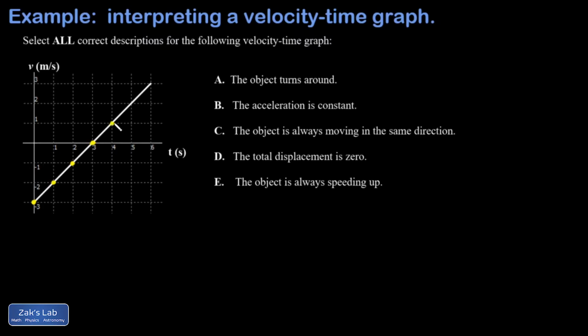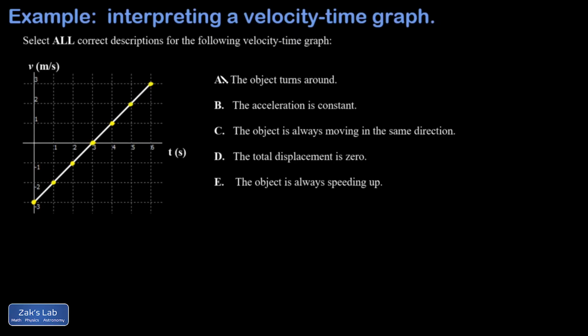Now it begins moving in the rightward direction, slow at first, 1 meter per second, 2 meters per second, 3 meters per second. So to summarize here, we're looking at the graph for an object that starts out moving fast to the left. It then gradually slows down until it stops, and then it turns around and speeds up to the right. So which of these descriptions are accurate?